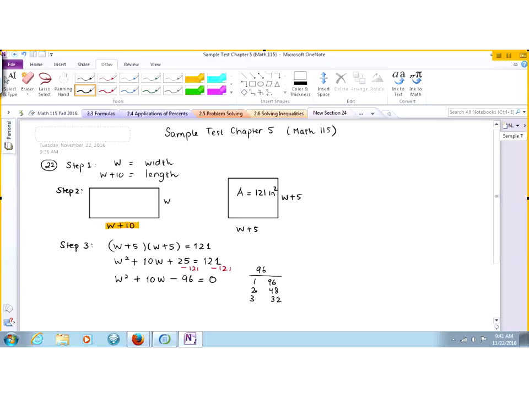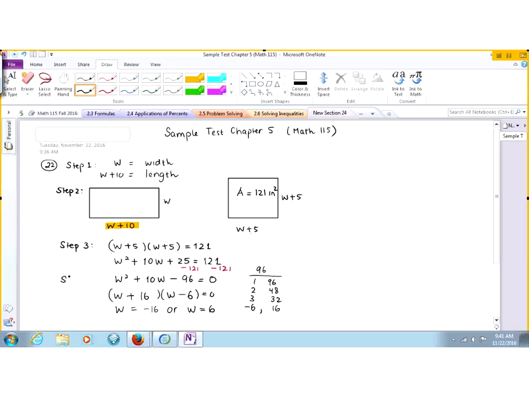How about 4? 4 and 24 doesn't work either. 5, what about 6? 6 and 16? Oh yeah, this is the one, isn't it? So sometimes you've got to try a few. So how do we factor this? W plus 16, W minus 6. So W is equal to negative 16 or W is equal to 6.